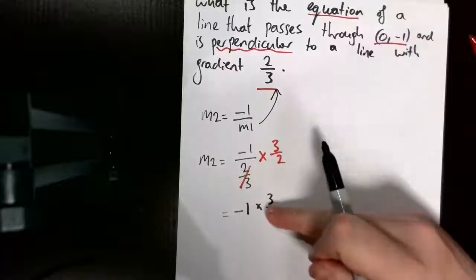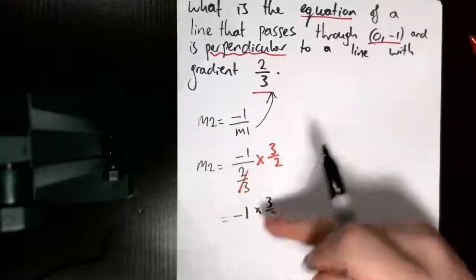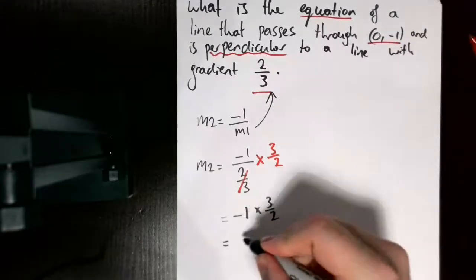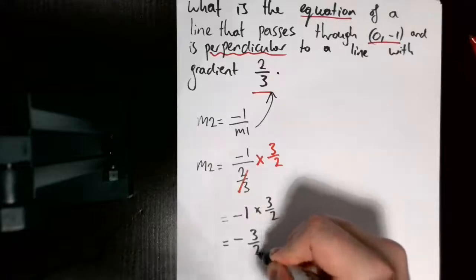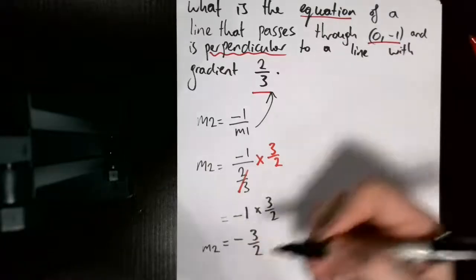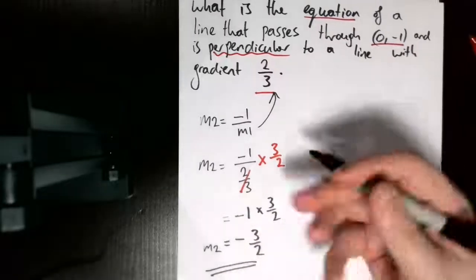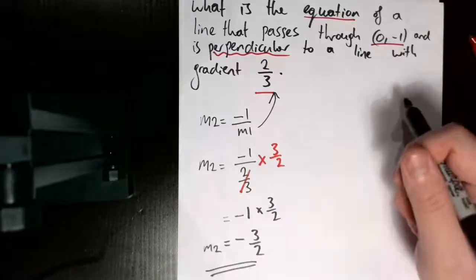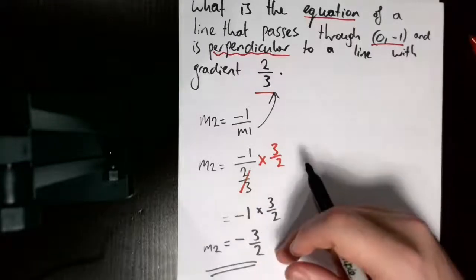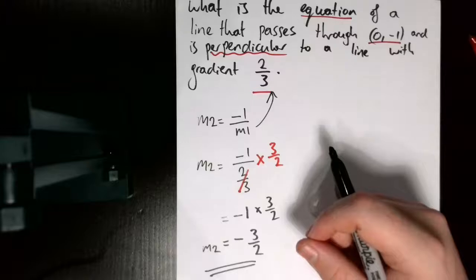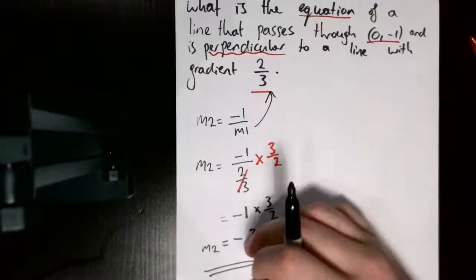Now, 1 times anything is itself, and a negative times a positive is a negative. So our new gradient is -3/2. Now we're going to come back to that, because I'm going to show you a much faster way of calculating it. You may have already figured out the pattern just by watching me do that.